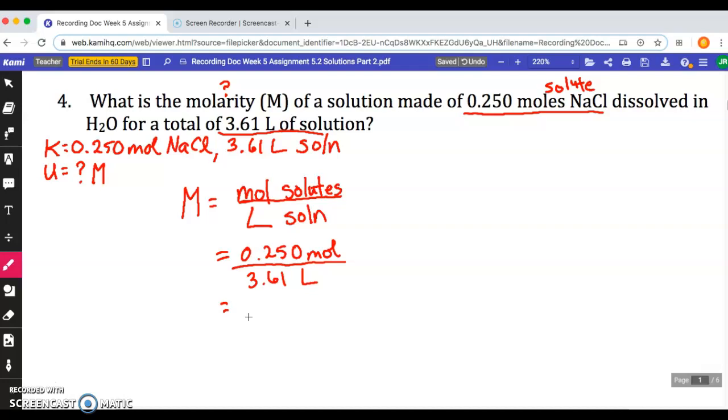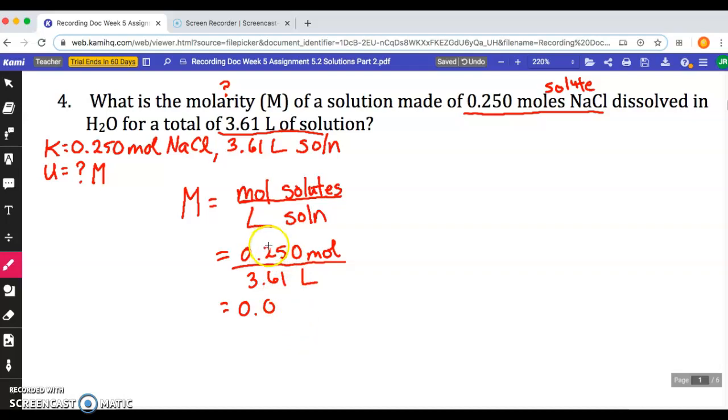Have your calculator with you. Do I have mine? Is it working? I don't know. Okay, so on my calculator, 0.250 divided by 3.61 would equal to a whole lot of numbers. 0.06925278. Let's not put down all of those numbers, okay?